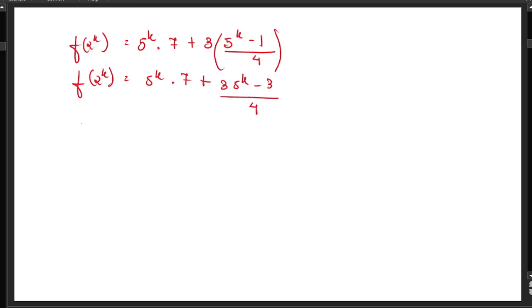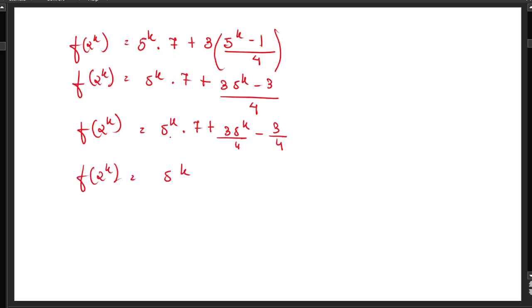Now again what we can do is f(2^k), which is 5^k into 7 plus, now if we separate the denominator, it will be like this. After that, what will happen? Look carefully. f(2^k), which is 5^k, and now 5^k and 5^k, if we take common from here, if you can see this, 5^k, this 5^k, if we take common in both, so let's see this.